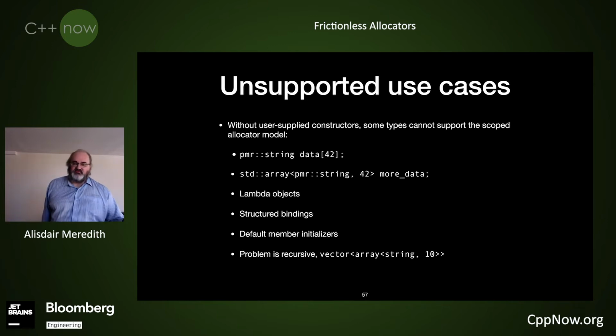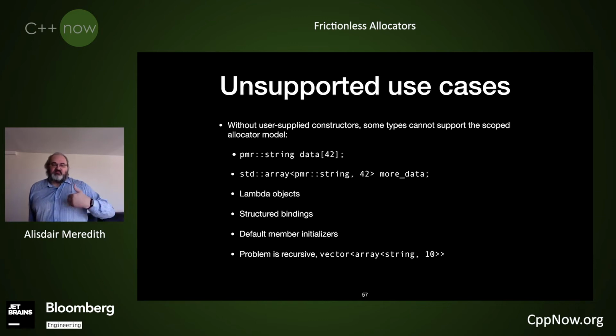Structured binding, similar problems. Default member initializers. If I do try to provide a default member initializer, it's essentially going to end up using the default allocator, or I might provide a global allocator there. But whichever allocator it's using, it's not the one that's being supplied to the constructor. And that's therefore going to violate the rule that the whole data structure uses the same allocator. So default member initializers can be a problem here.